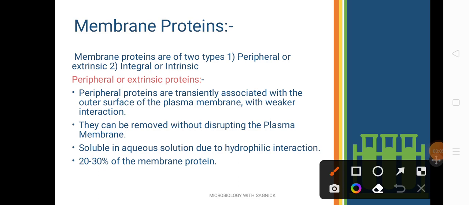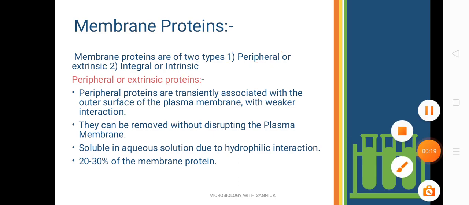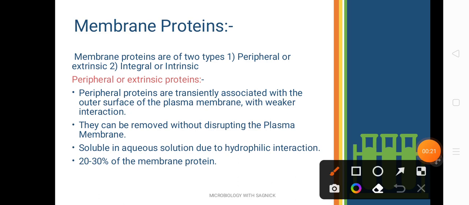So in this video tutorial we are going to extend our discussion on the fluid mosaic model, and we are going to learn what kind of proteins are present in the cell membrane. In the very basic video on Singer and Nicolson's fluid mosaic model, we already talked about the two types of membrane proteins that are present. One is the peripheral type of protein and another one is the integral type of protein.